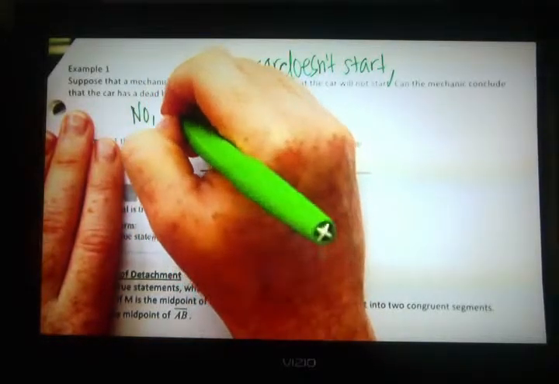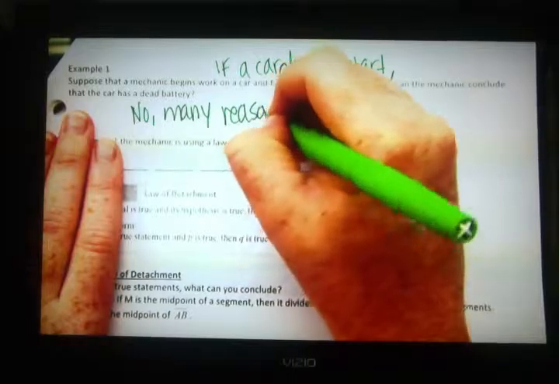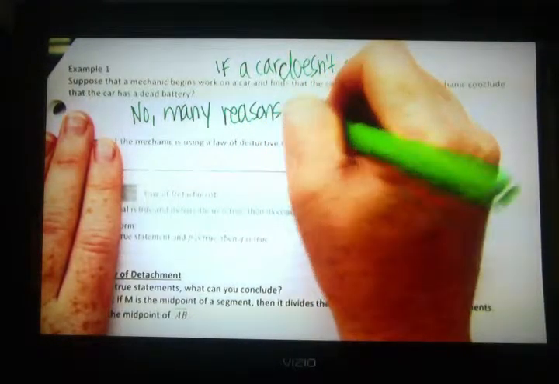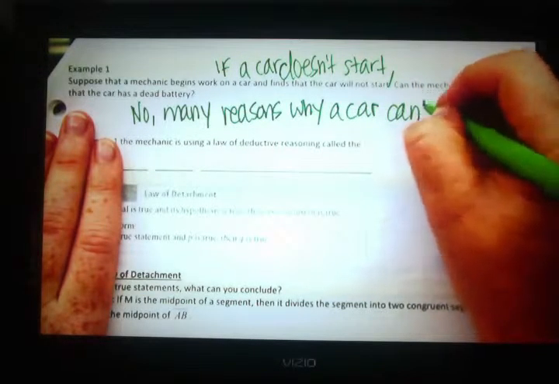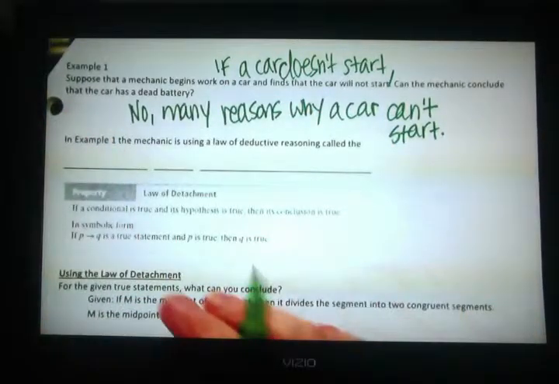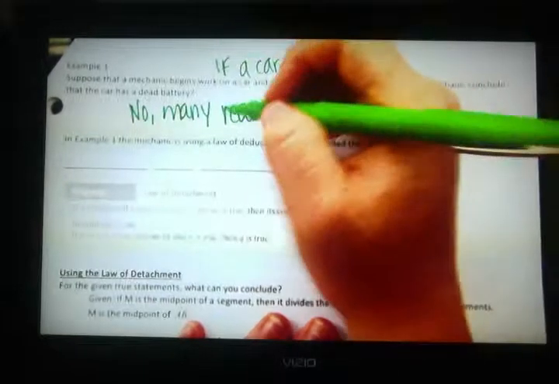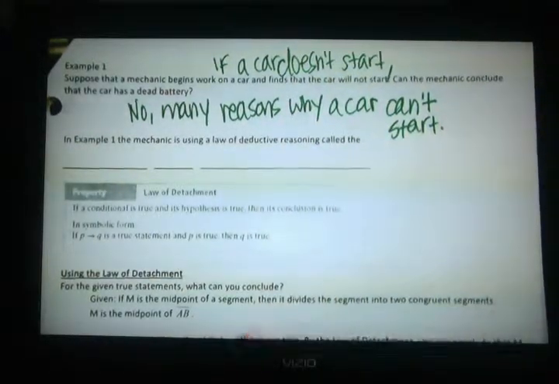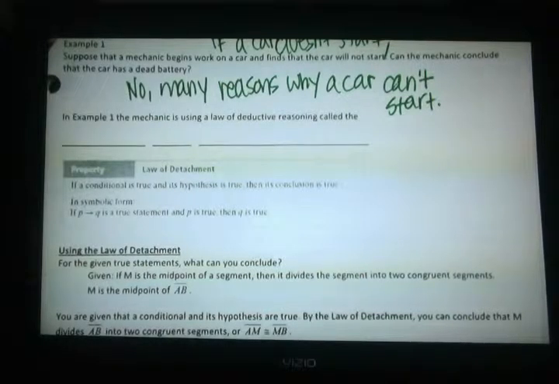So no, many reasons why a car can't start. Okay, so it's not necessarily that the battery's dead. Okay, so keep that in mind. You're going to use inductive reasoning to figure out that no, you can't just conclude that the battery is dead. Alright, so those are just real world examples for you.